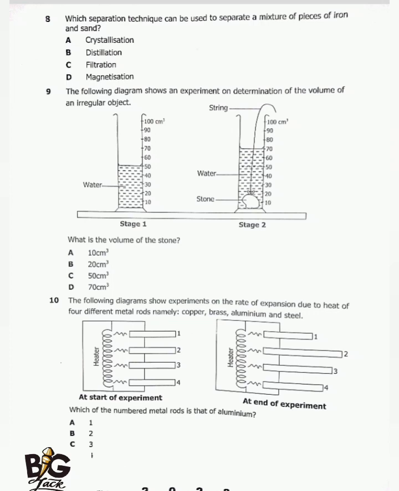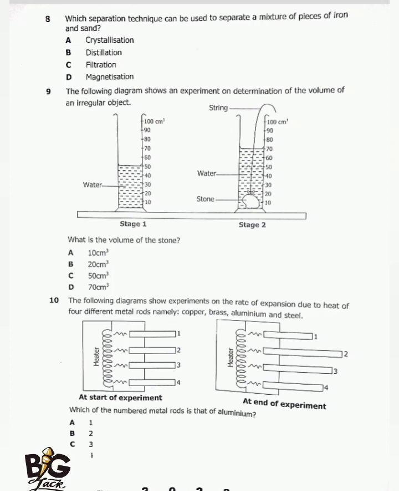Then as for question 9. Question 9 is saying, the following diagram shows an experiment on determination of the volume of an irregular object. At stage 1, we are having a cylinder. Inside we are having water with the volume of 50 centimeters cube. Initially here, the water has the volume of 50 centimeters cube.